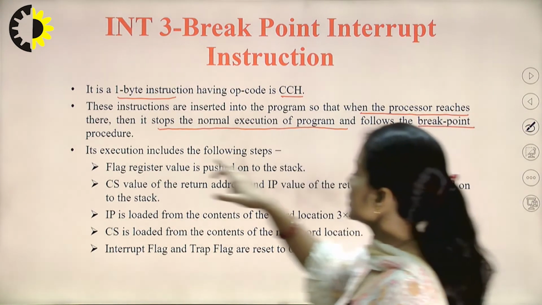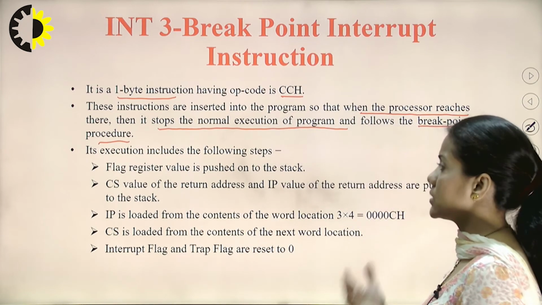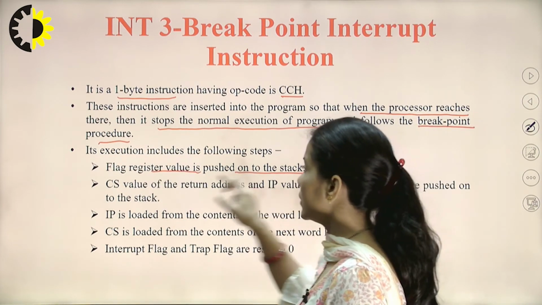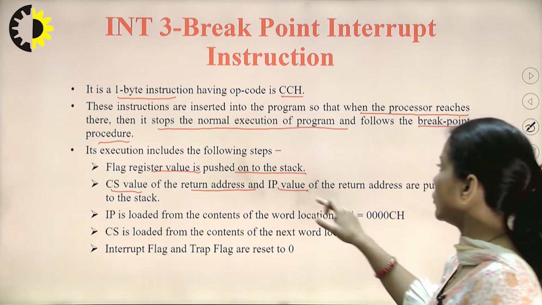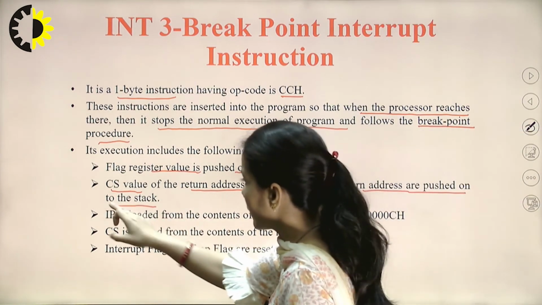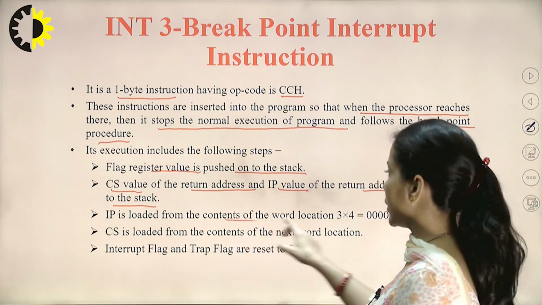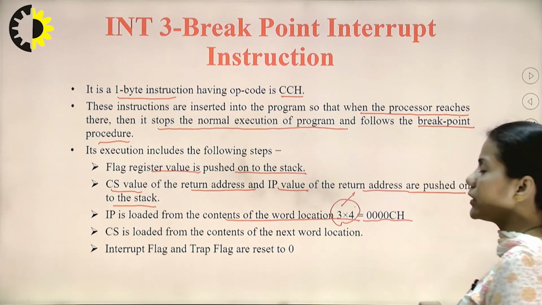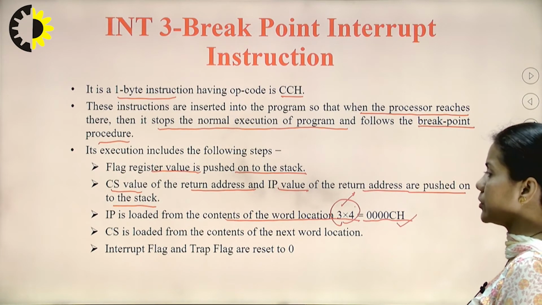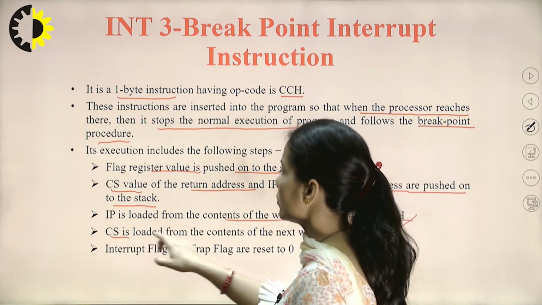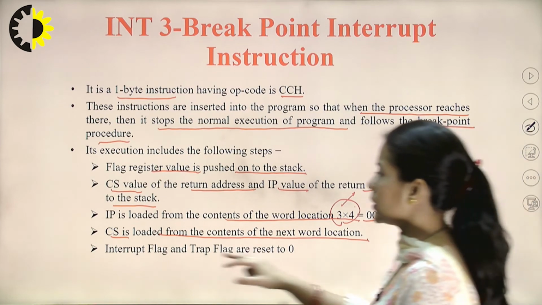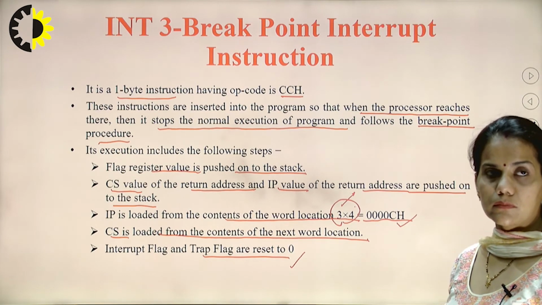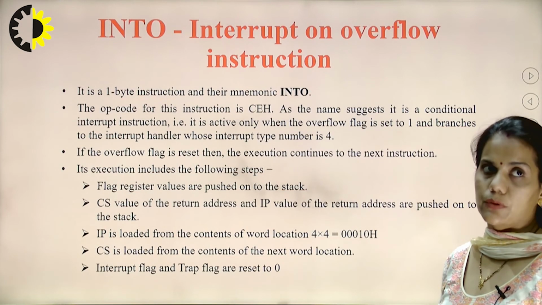So in this way, these interrupts are executed. Again, the same steps are followed during their execution. The flag register value is pushed onto the stack. The CS value and IP value of the return address are pushed onto the stack. Again, IP is loaded from the contents of the word location. Since INT3 is the type number, it is multiplied by 4. This will give us some decimal value, and the corresponding hexadecimal value gives us the vector location. CS is loaded from the contents of the next word location. Interrupt flag and trap flag are reset to 0. So in this way, this interrupt is executed.